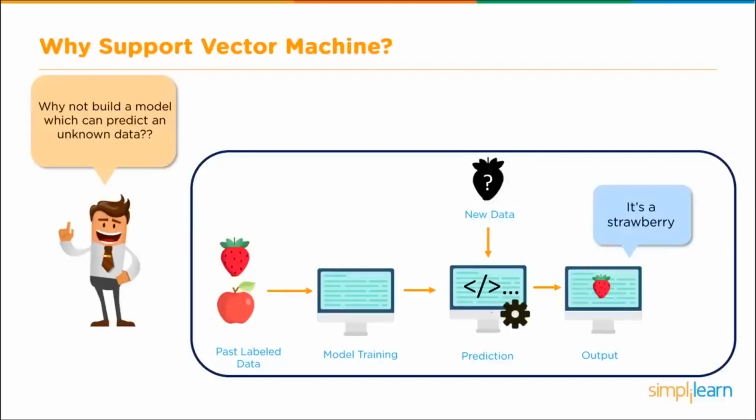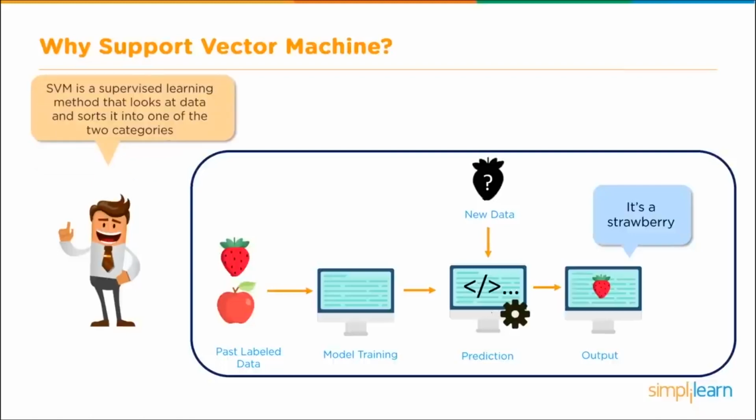Then once we train our model, that model can be given new data, and the new data is this image. In this case, you can see a question mark on it, and it comes through and says, it's a strawberry. In this case, we're using the support vector machine model. SVM is a supervised learning method that looks at data and sorts it into one of two categories. And in this case, we're sorting the strawberry into the strawberry side.